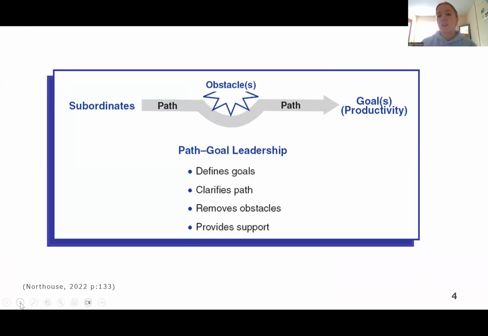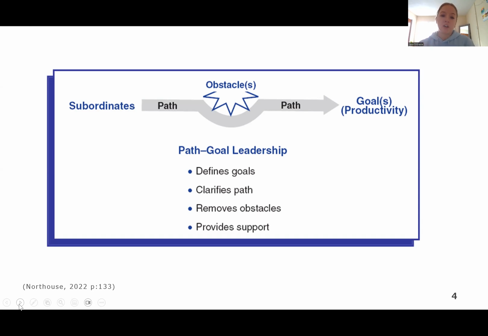All right, this was one of the diagrams in the book in chapter 6, and I just liked how it was laid out. I'm more of a visual learner, so this was helpful for me. It shows that at the end there are the goals and productivity, which is what we're seeking to attain, and then in the middle there is the path to get there, and there might be some obstacles in the middle. And then subordinates all the way on the left-hand side is just another word for followers, or the workforce, the people that are trying to accomplish these goals and productivity.